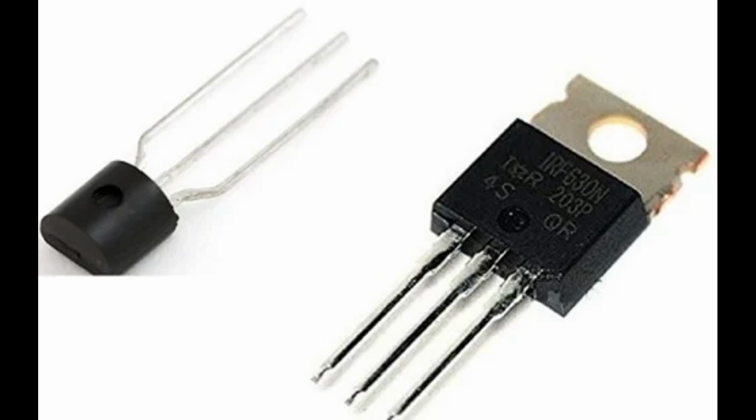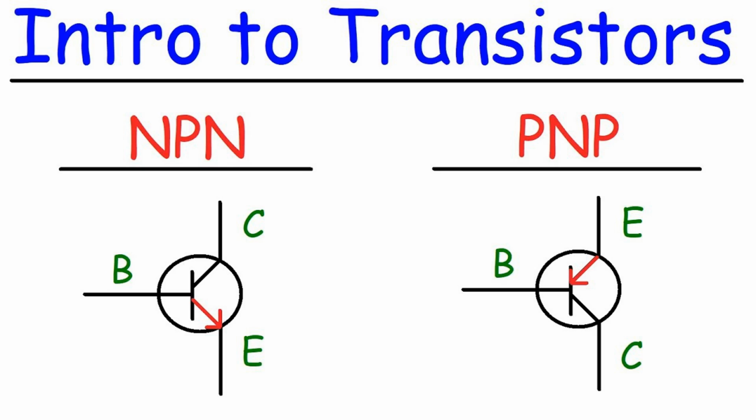Signal conditioning. Transistors are used in signal conditioning circuits to modify the output signals from sensors. This may involve filtering, amplifying, or converting the signals to ensure they are in a suitable format for further processing or display.